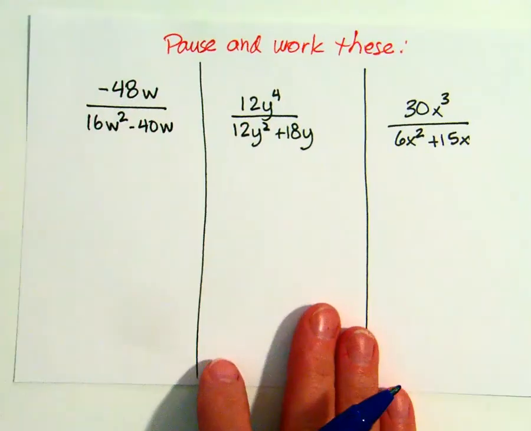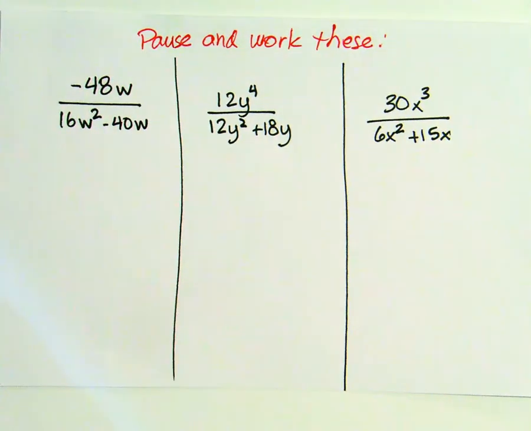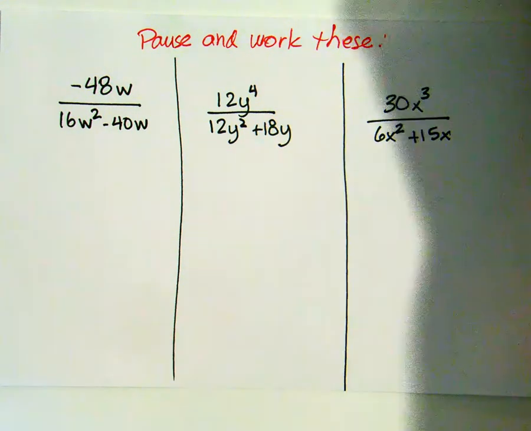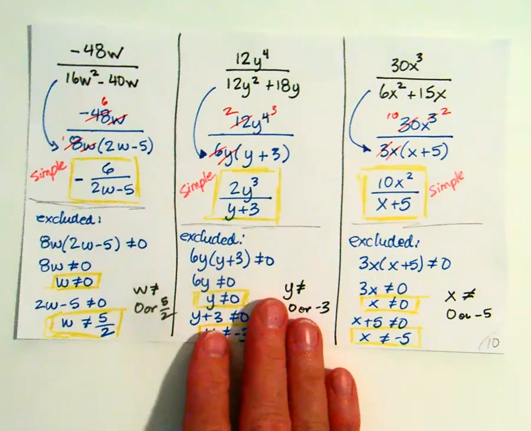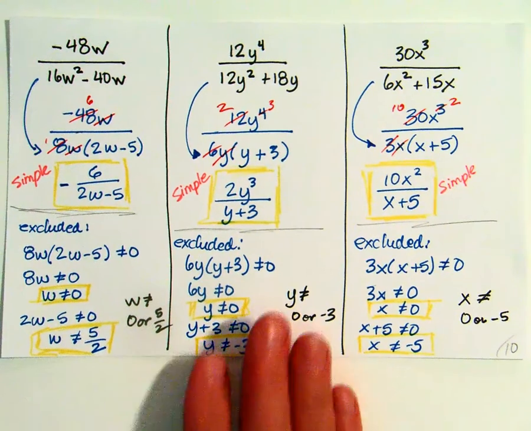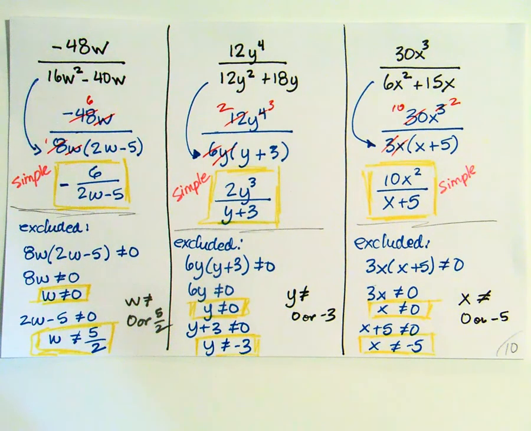Okay? Okay, time for you to work on it. Go ahead and pause the playback and give this a go. Okay, here are the answers the way I got them. Please look this over. Make sure that you're able to get the answers as well as the excluded values. Keep working at it until you're confident that you can do each one of them on your own.